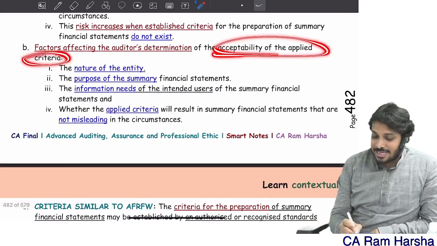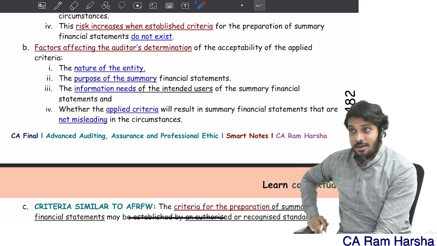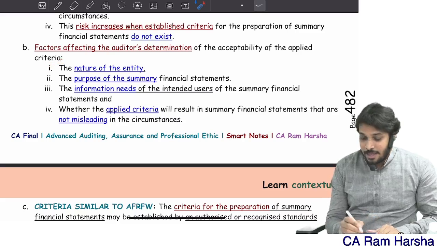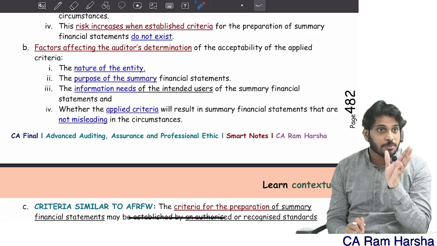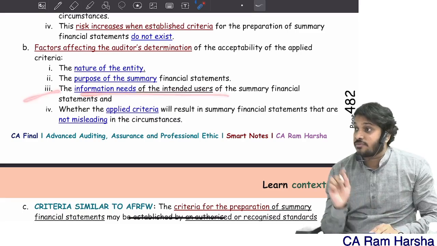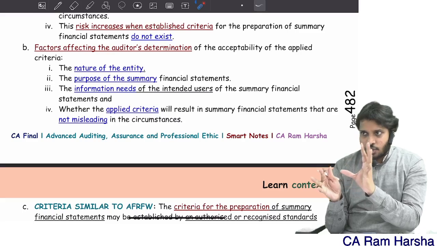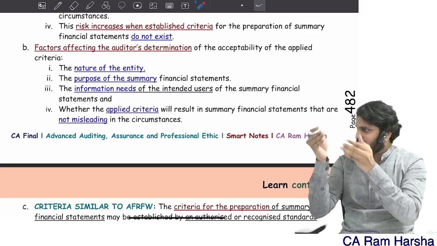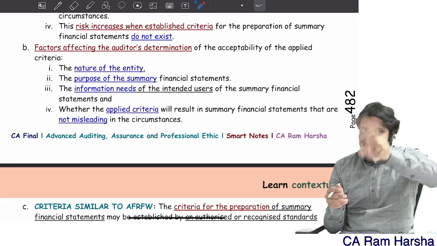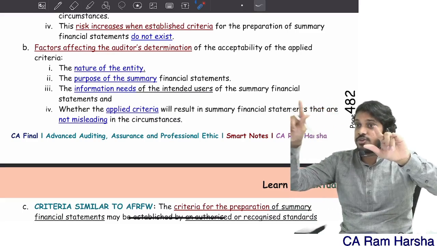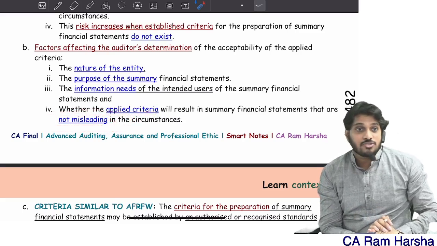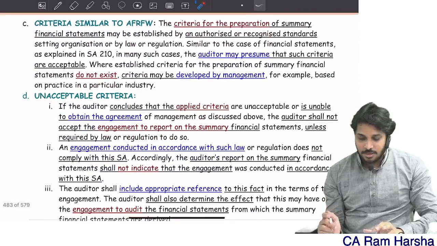Now, whether the criteria followed is acceptable depends upon the nature of the entity, the purpose of the summary, for whom the summary is prepared, and for what purpose. Accordingly, I will check whether the criteria they followed is correct or not. Information needs of the users: the summary financials are going to be given to the chairman, and the chairman wants to take a decision on so and so thing based on the summary. Whether the decision can be taken from the summary, the needs of the user must be taken into account. You also need to check that the criteria is not misleading in nature.